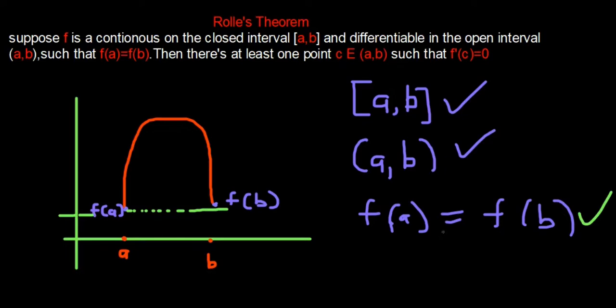So Rolle's theorem says that if all these conditions are satisfied, then there will be a point c in the open interval AB such that the derivative of the function, or the slope of the function at that point, will be equal to 0.